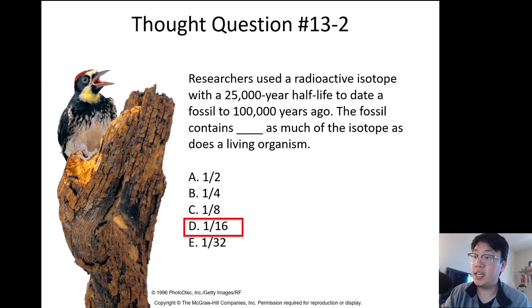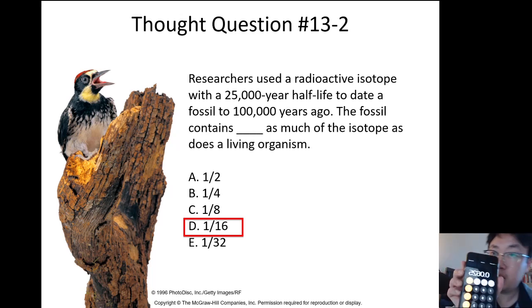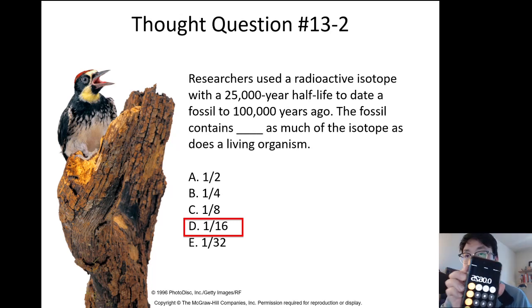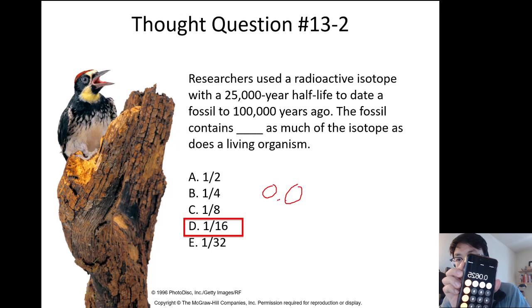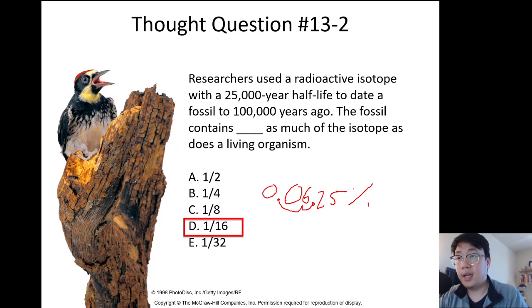So if I did math, 1 divided by 16 gives me 0.0625. And if I multiply that by 100 or move the decimal place over 2 places to the right, that is percentage. 6.25%. Okay? So I did it one way. They did it a fractional way. Let me just show you the fractional way really quickly.